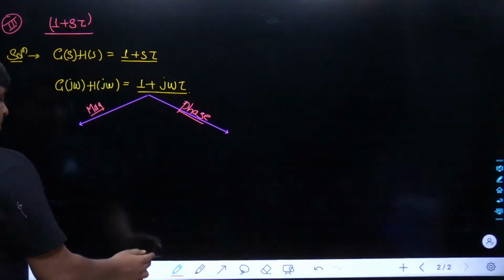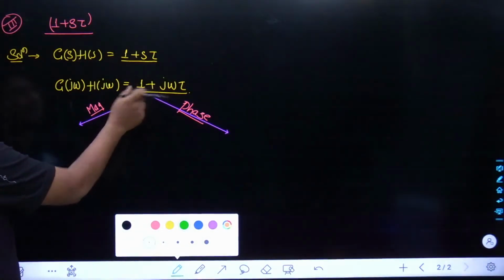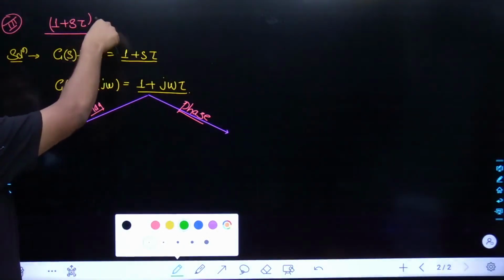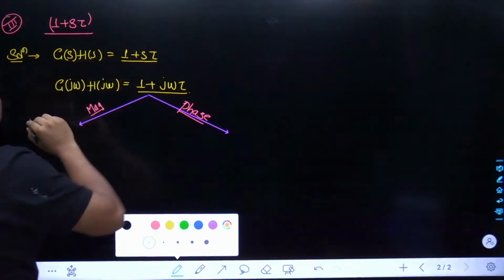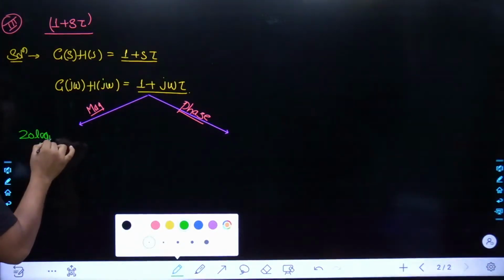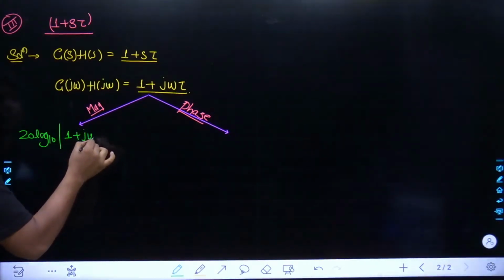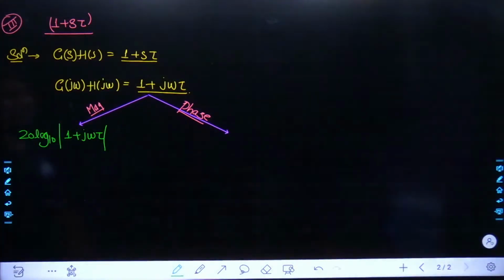May you know how the magnitude would be calculated? My dear friend, the magnitude of a complex variable is the square root of the square of its real part as well as the imaginary part. But as the values have to be calculated in dBs, we would also operate a logarithmic function with 20. So it is 1 plus j omega tau.